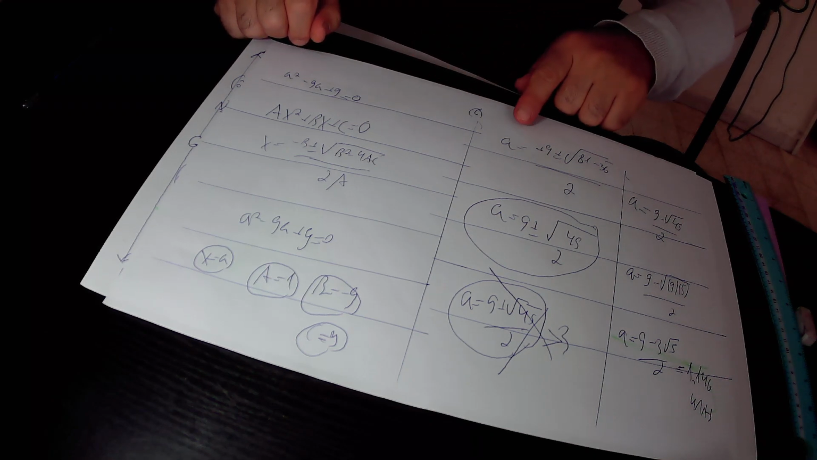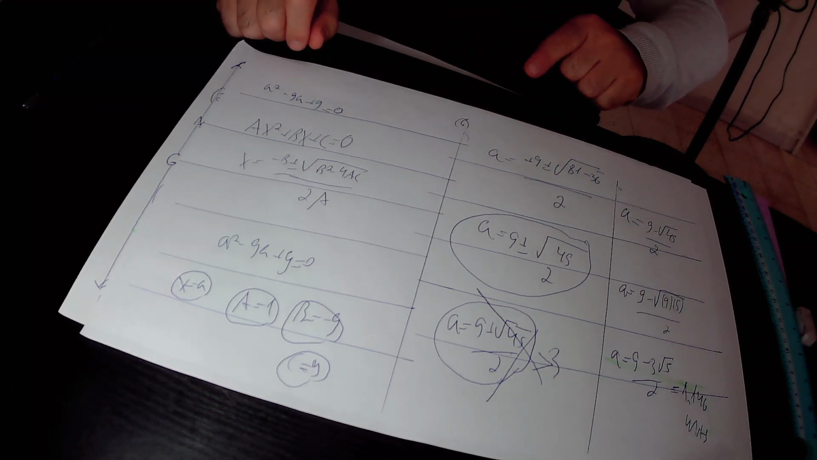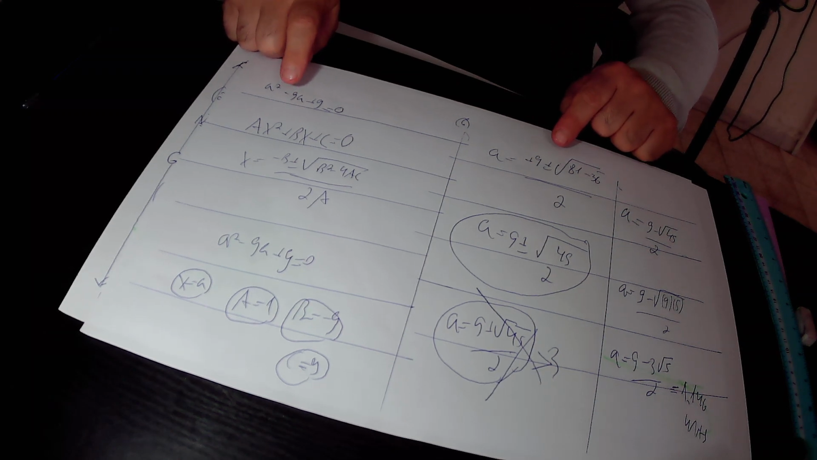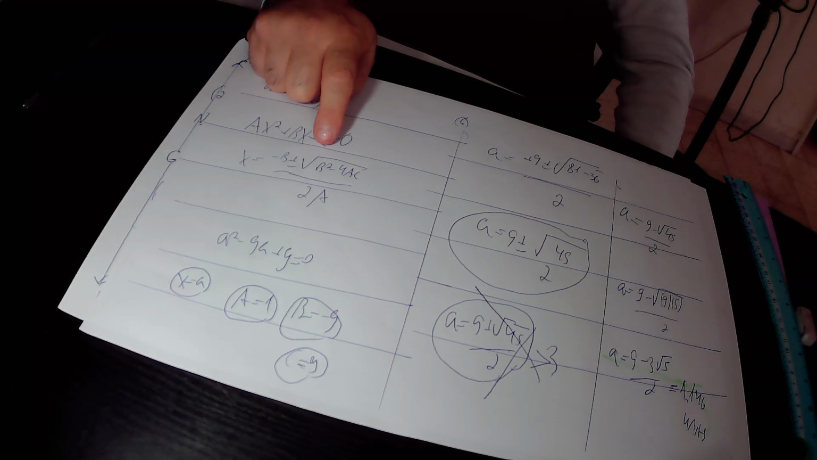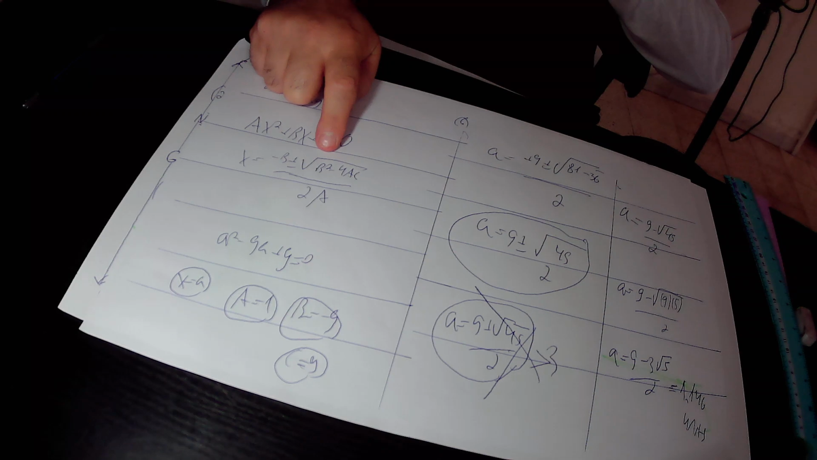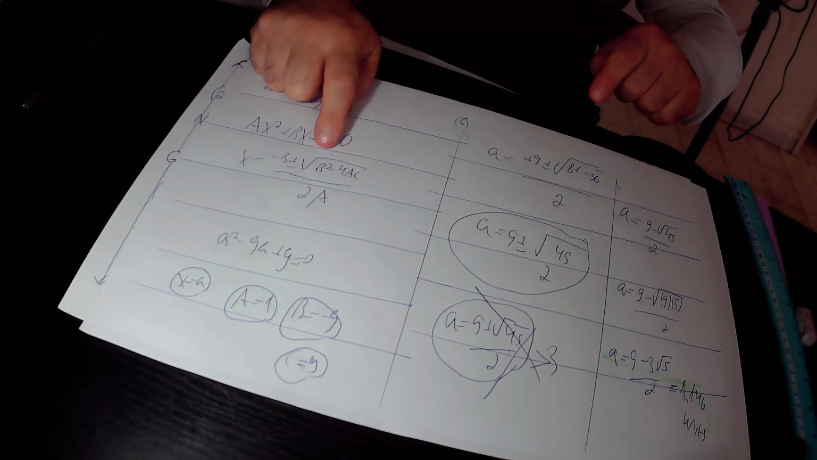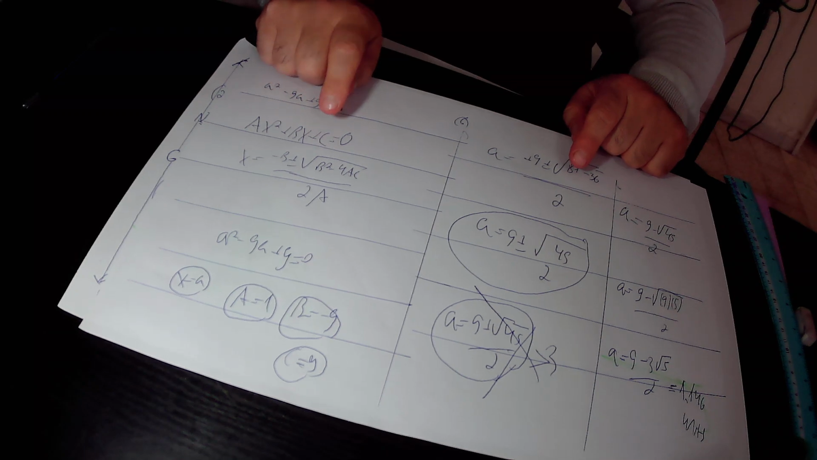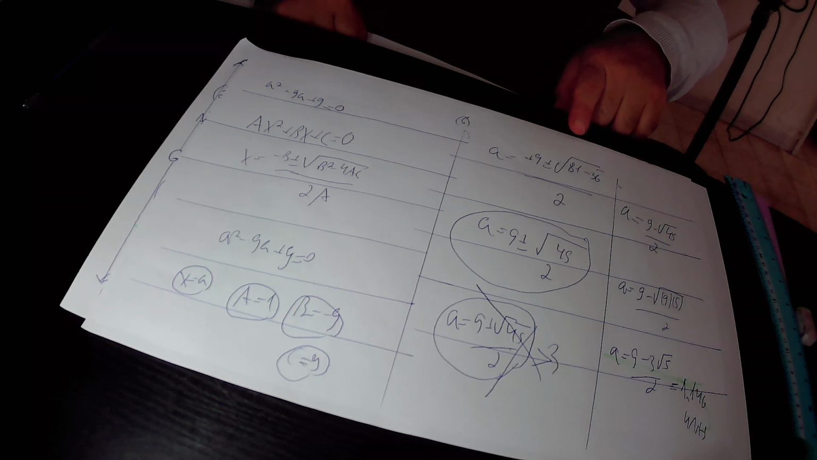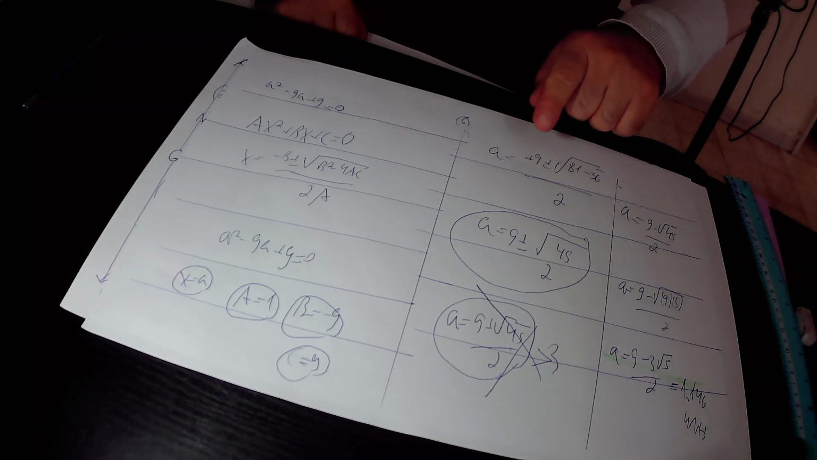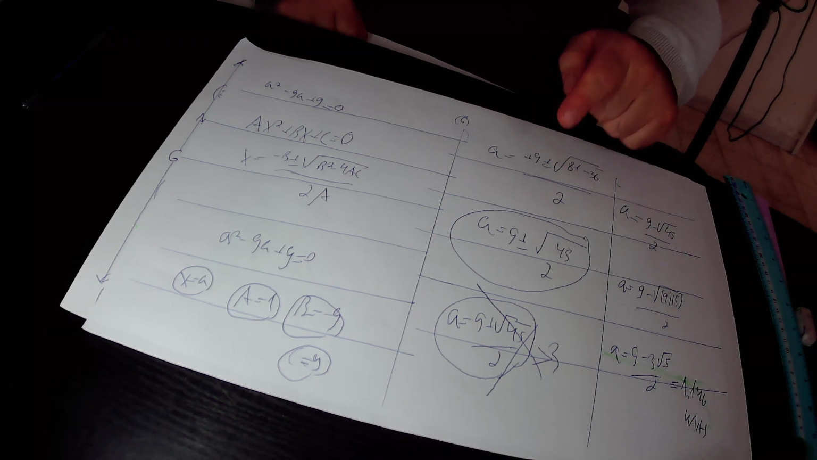We did it, and found that a equals minus b. B is minus 9, therefore minus b is plus 9, plus or minus the square root of b squared. B is minus 9, therefore b squared is 81. Minus 4 times a, which is 1, so minus 4 times 1 is minus 4, times c, which is 9, so minus 4 times 9 is minus 36, divided by 2a. A is 1, so 2a is 2 times 1, that is 2. So we have found that a equals 9 plus or minus the square root of 81 plus 36, which is 45. So a equals 9 plus or minus the square root of 45, over 2.